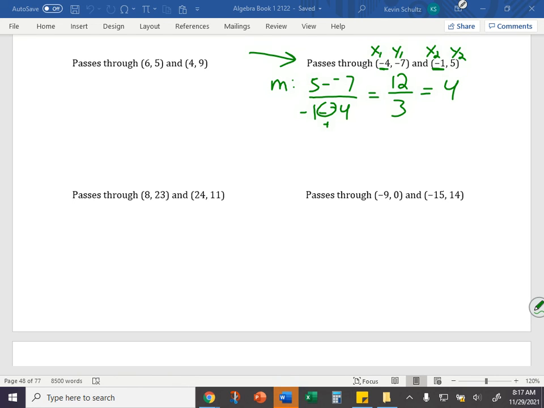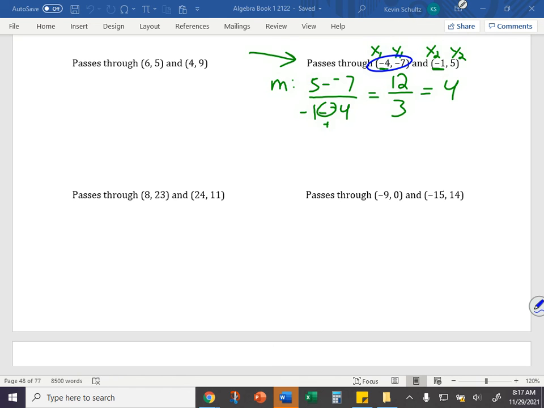For your question to find the y-intercept, use one of the ordered pairs and fill them in for x. Does it matter which ordered pair you choose? No. Which one would you like to use? This one or that one? This one? All right.